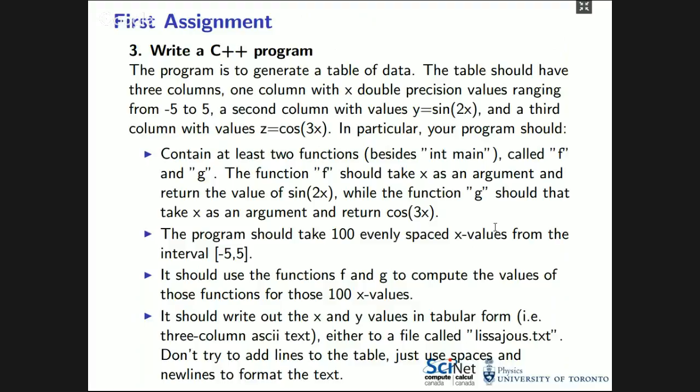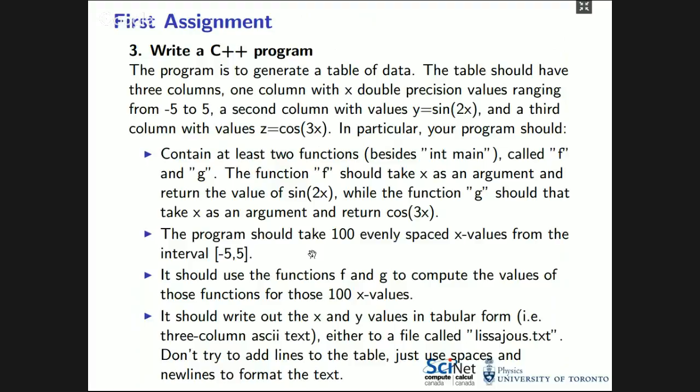I'll post this also on the website, but just for completeness in the slides, we're going to write a little C++ program. We're going to create a table. We'll have 3 columns: an X column, a Y column, and a Z column. X is a set of values from -5 to 5. I think I said 100 of them. And Y is the sine of 2 times that. And Z is supposed to be the cosine of 3 times that.